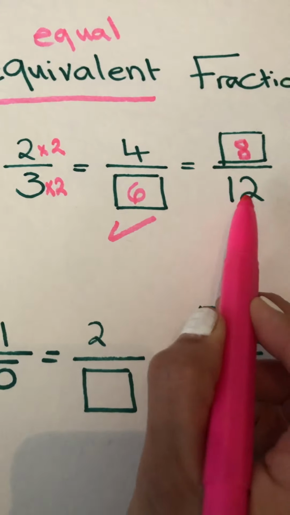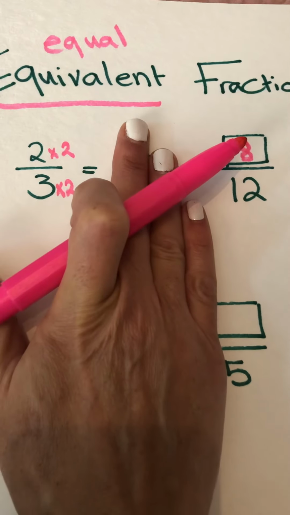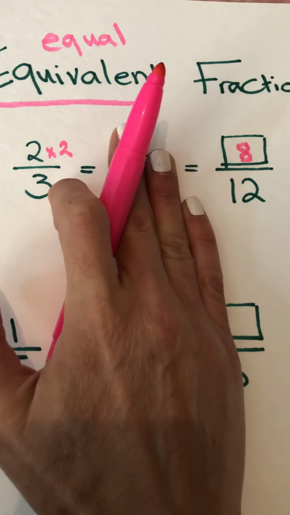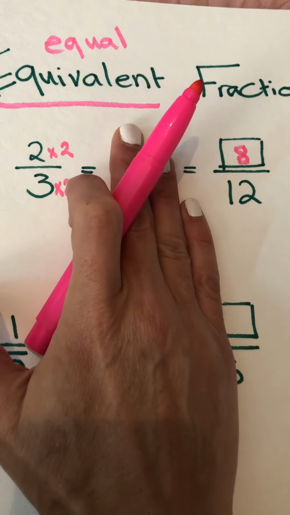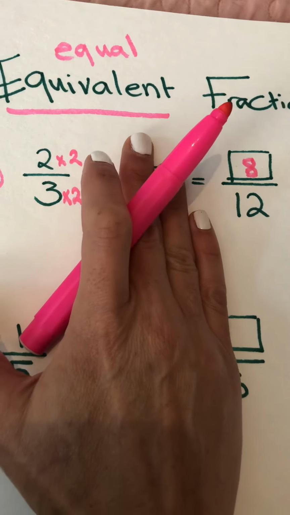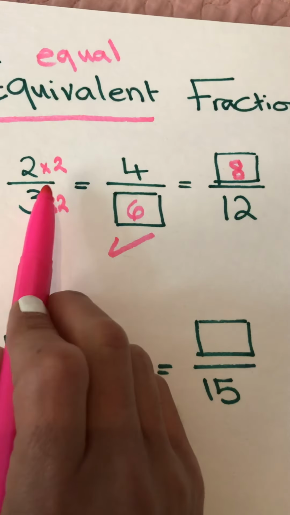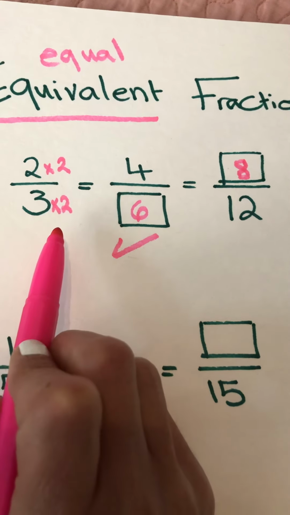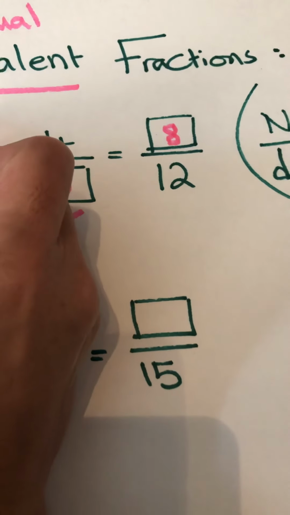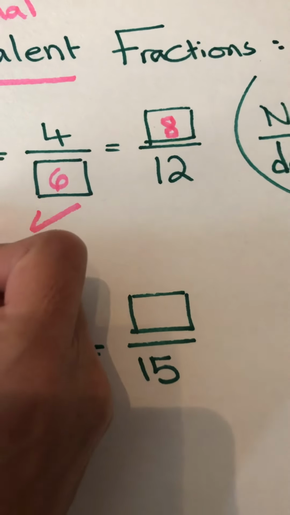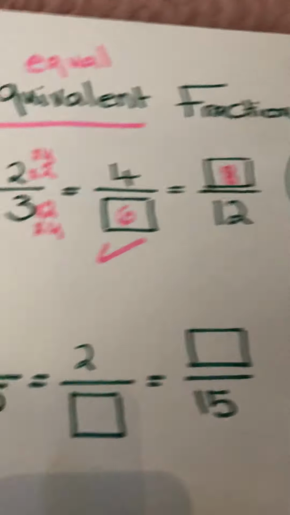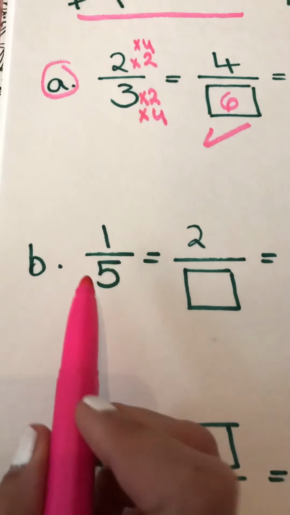For the last fraction, I need to cover the middle one and think, 3 times what gives me the 12? 3 times 4, and I multiply up by 4. So I used the times table 2, and for the last fraction I used times table 4. Okay? Let's do the next one.